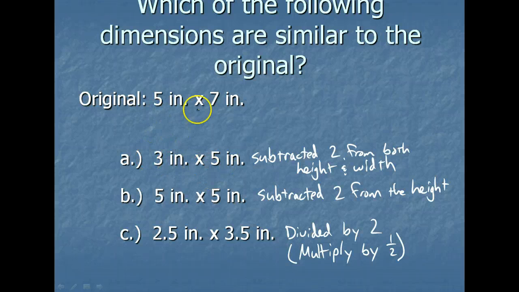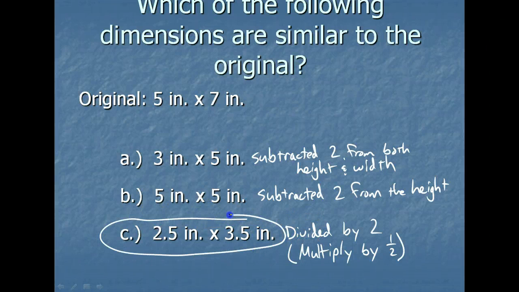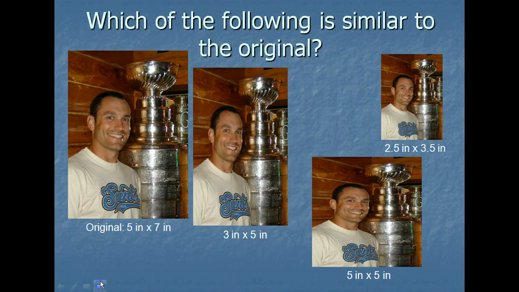Well, even though we've subtracted 2 from both the height and the width in A, subtracting actually doesn't keep proportionality. The only way to keep proportionality is to divide or to multiply. So C is the one that is similar to the original. If we apply these dimensions to the pictures, you can see that, yes, C is the one that keeps proportionality, because I've divided both the height and the width by 2.